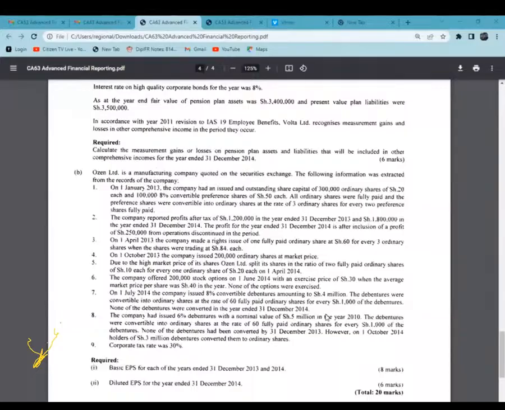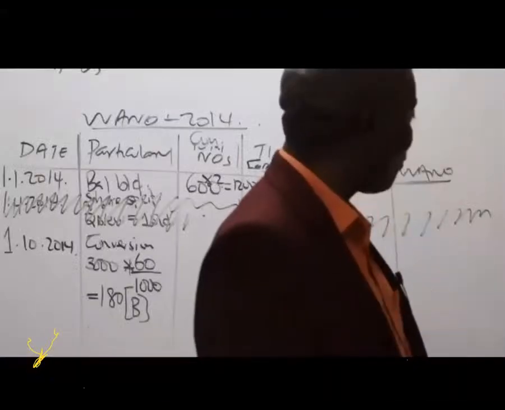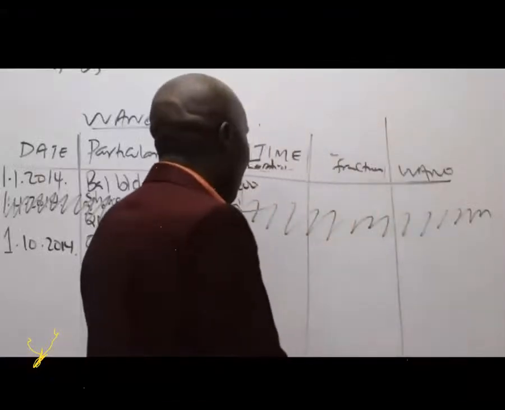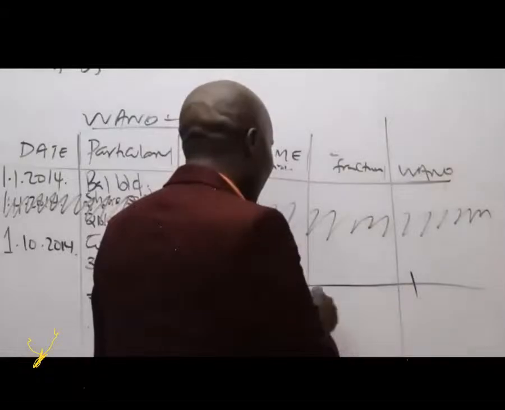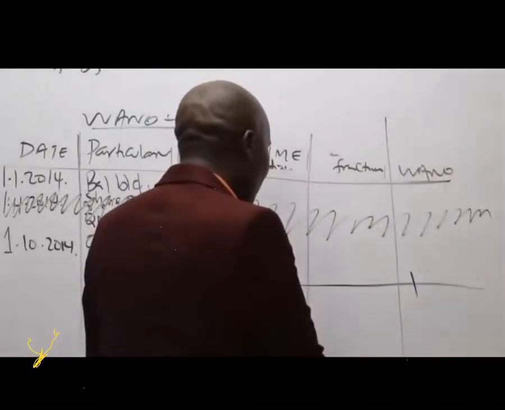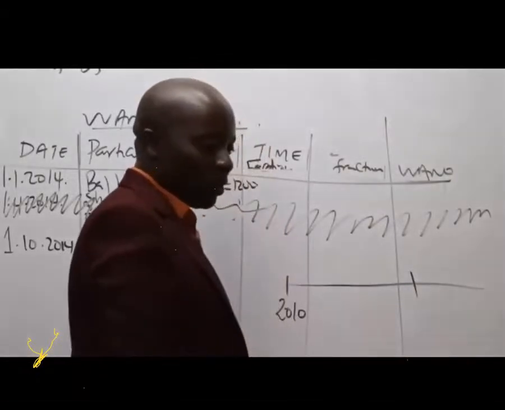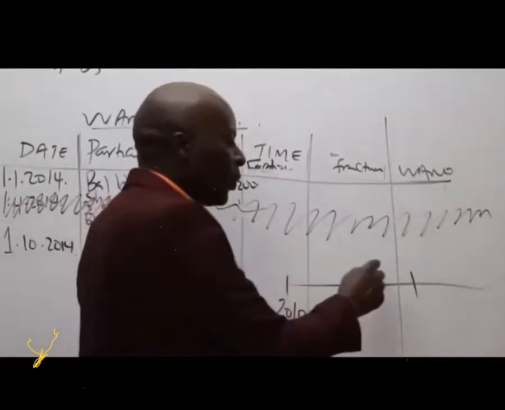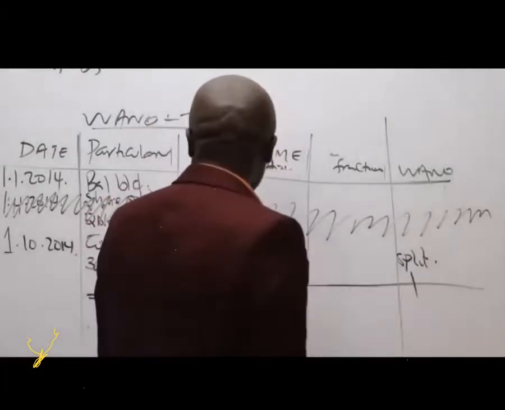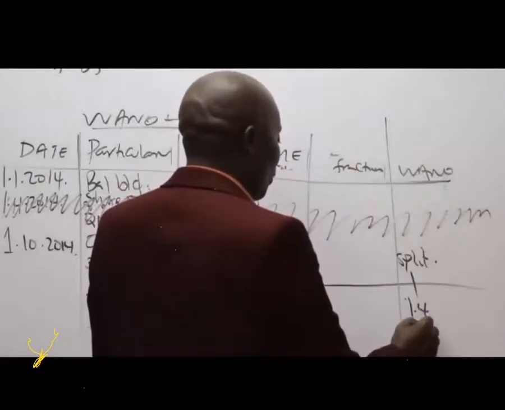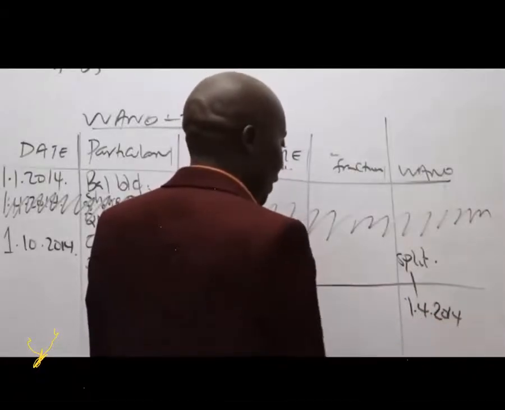None of the debentures have been converted by 31st December. However, on 1st October 2014, holders of these 3 million debentures converted them to ordinary shares. Ladies and gentlemen, listen to me very well. These debentures that we are converting today were issued long time ago in 2010. And then we had a share split which happened on 1st of April 2014.